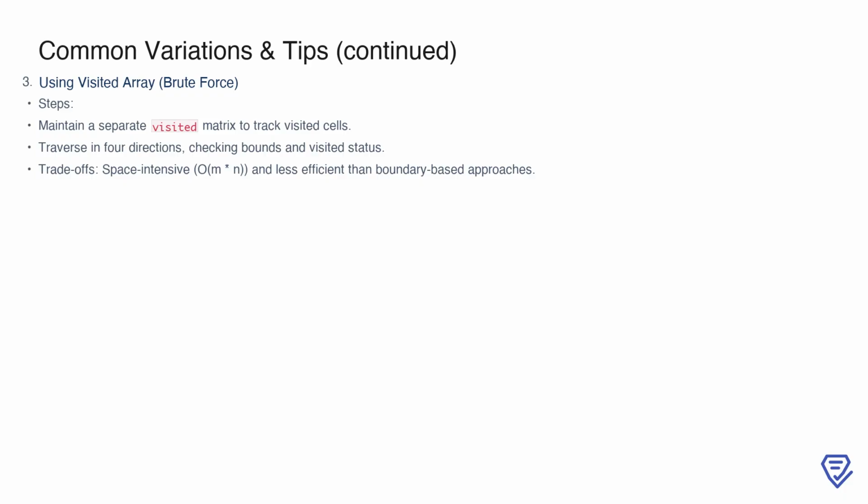Another approach is to use a visited array, where you maintain a separate matrix to track which cells have already been traversed. During the traversal, you check both the grid boundaries and the visited status of cells before proceeding. While this method ensures correctness, it comes with significant trade-offs. The additional visited array consumes O(m*n) space, and the overall approach is less efficient compared to boundary-based solutions. This makes it less ideal for scenarios where space efficiency is critical, but it can be a helpful fallback for clarity during initial problem-solving stages.